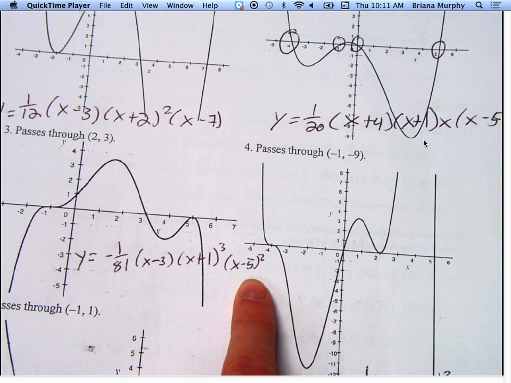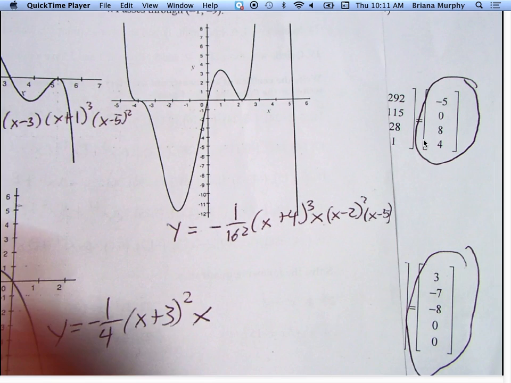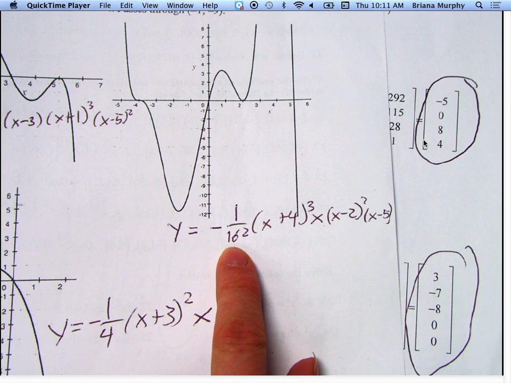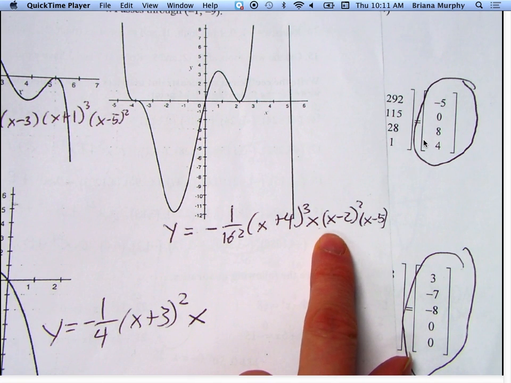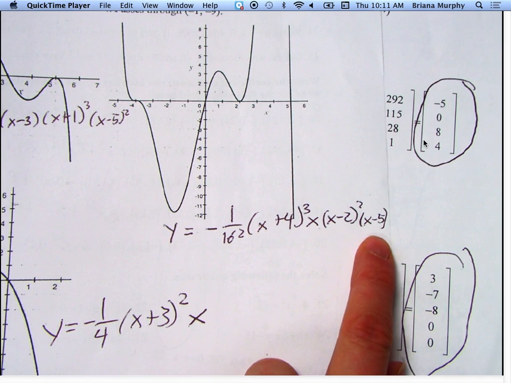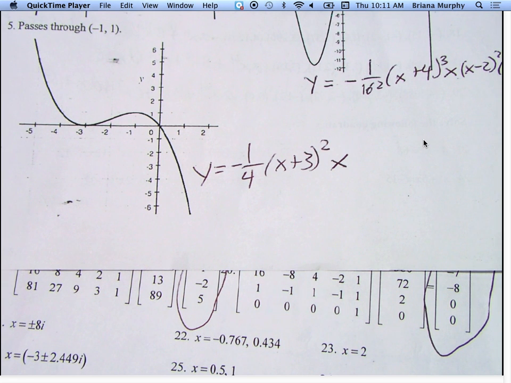minus 5 squared. And number 4 is y equals negative 1 over 162 times x plus 4 cubed times x minus 2 times x minus 5. And number 5 is y equals negative 1/4 times x plus 3 squared times x.